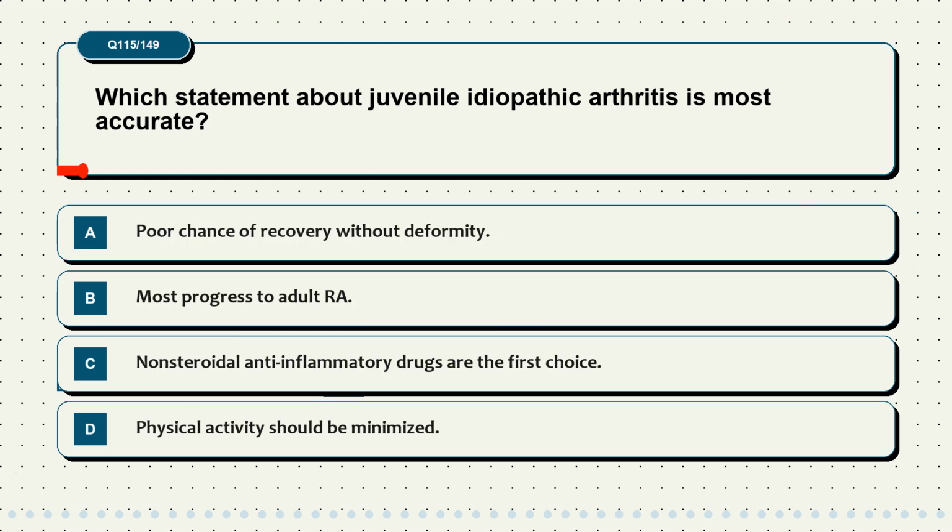Question 115. Which statement about juvenile idiopathic arthritis is most accurate? Here are the options. Option A. Poor chance of recovery without deformity. Option B. Most progress to adult RA. Option C. Non-steroidal anti-inflammatory drugs are the first choice. Option D. Physical activity should be minimized.